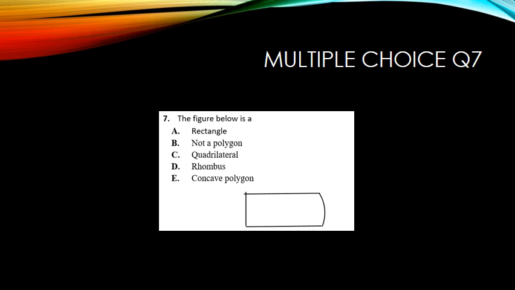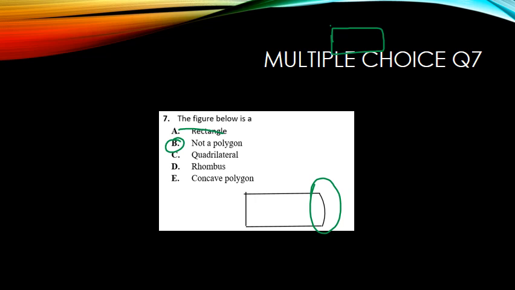Okay, question 7. We have to identify what the figure below is. So let's see, is it a rectangle? Well, I know a rectangle has all straight sides like this, so it's definitely not a rectangle. What's a polygon? So a polygon is a shape with 3 or more sides that are all straight. So it could be a pentagon, a hexagon, octagon, etc. So this shape has 4 sides, but one of them over here is curved. So it's true that this shape is not a polygon.